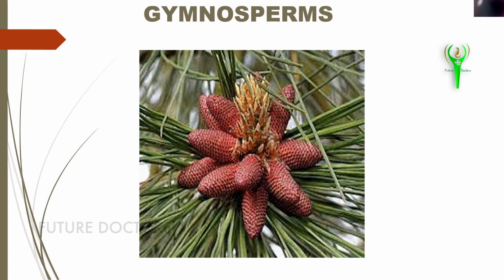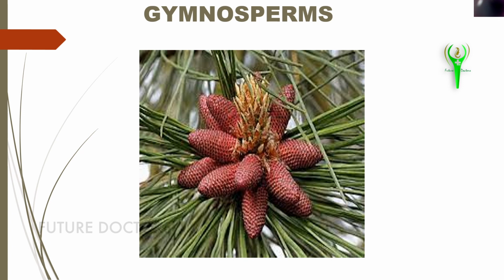Examples: cycas, ginkgo, thuja, araucaria, etc. Gymnosperms include medium-sized trees or tall trees and shrubs. One of the gymnosperms, the giant redwood tree sequoia, is one of the tallest tree species. The roots are generally taproot.